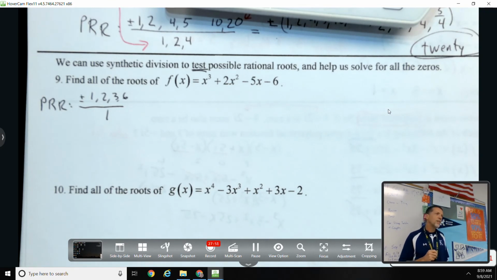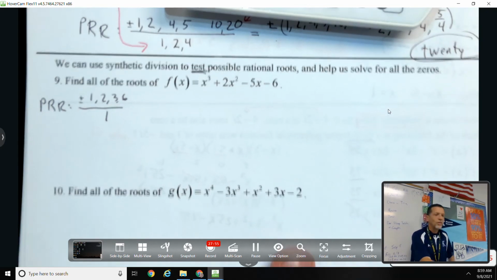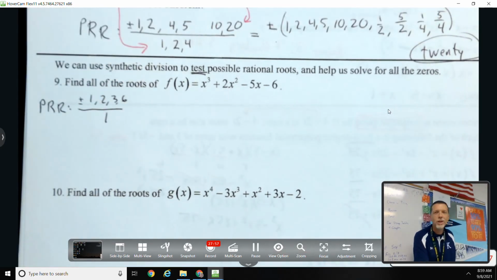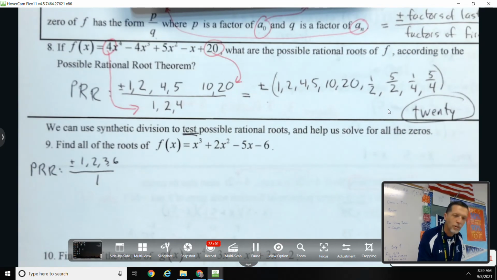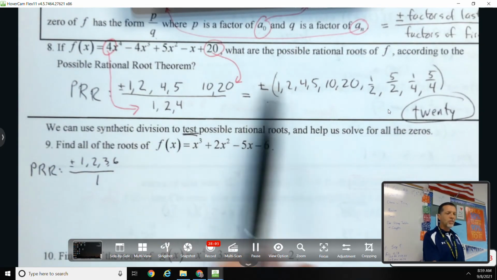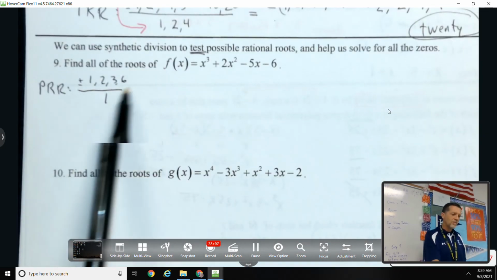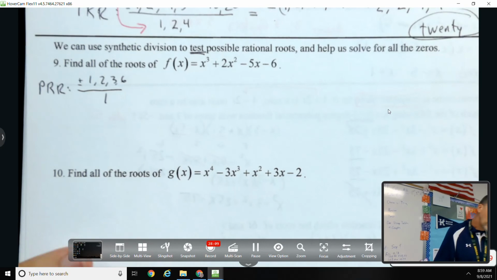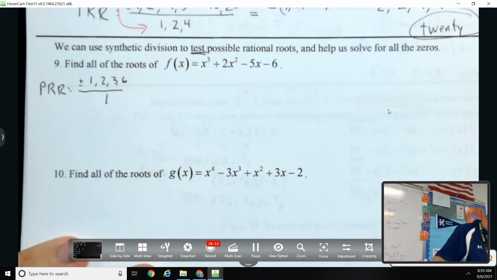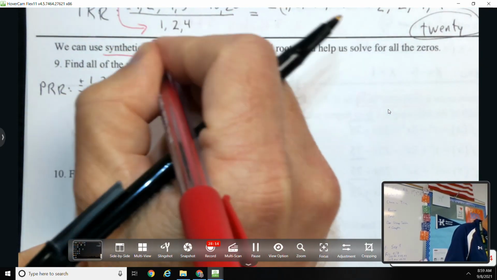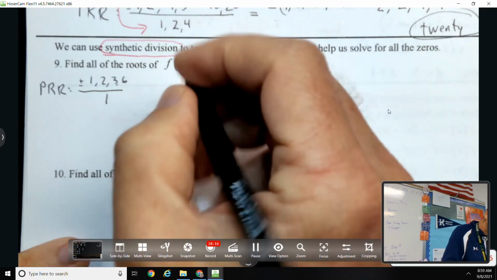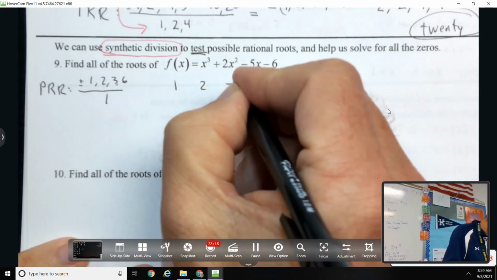When we make you play guess and check, we're not going to give you one like number 8 where there's 20 things to check. And on number 8, there were only 4 answers, so at most 4 of these 20 are right. We're not going to do that to you. Here there's 8 possibilities. Still doesn't sound good, I'll grant you that. We'll use synthetic division.